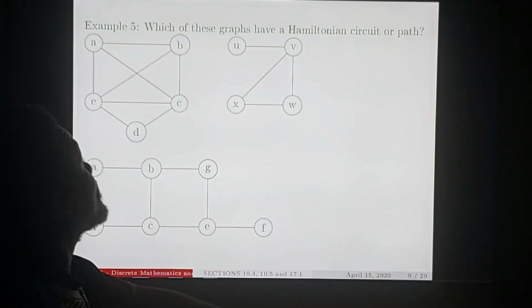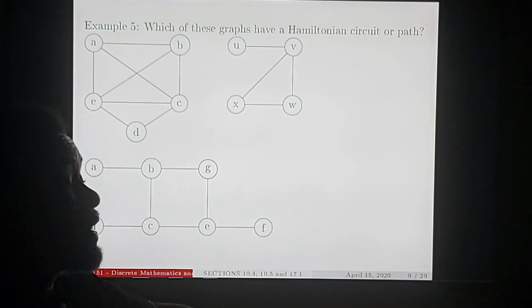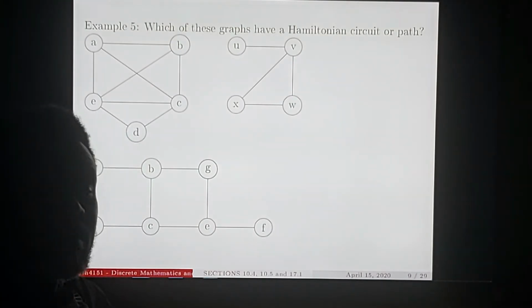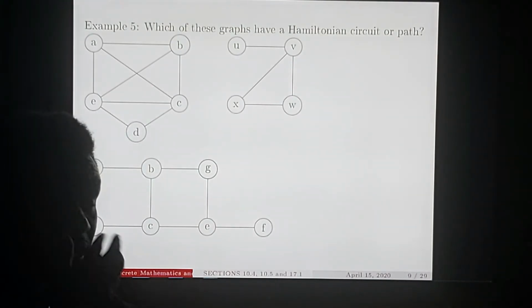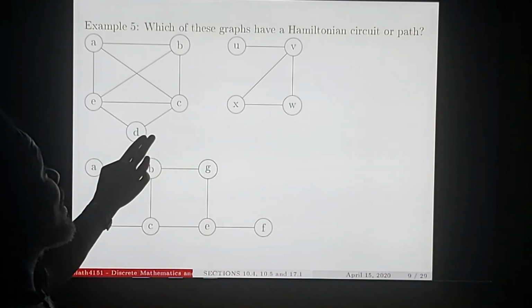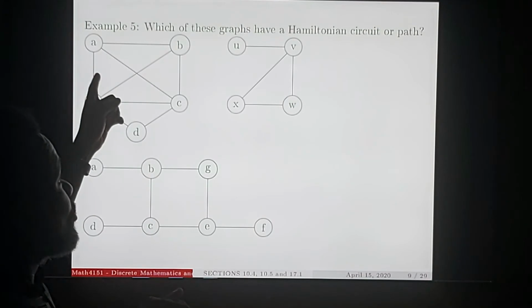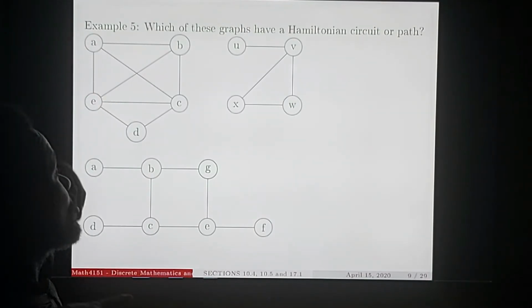So, examples. Which of these graphs have a Hamiltonian circuit or path? Actually, for Hamiltonian paths and circuits it's easier because all you're doing is just covering the points without repeating them. Edges are harder. Look at this. You need to cover all the vertices for a Hamiltonian path. If you can go back round, then you'll have a circuit. So, how do we do that?